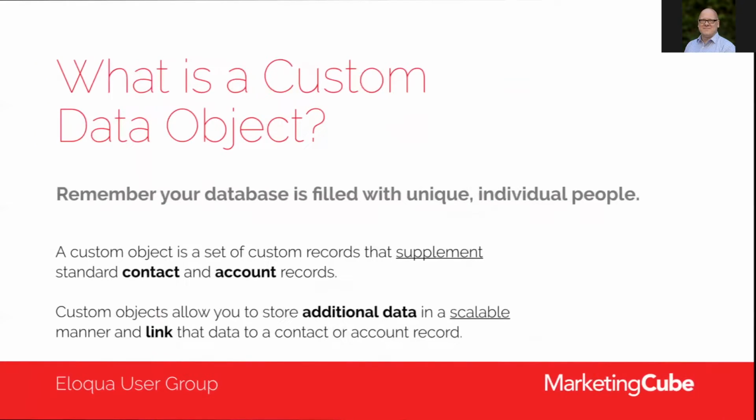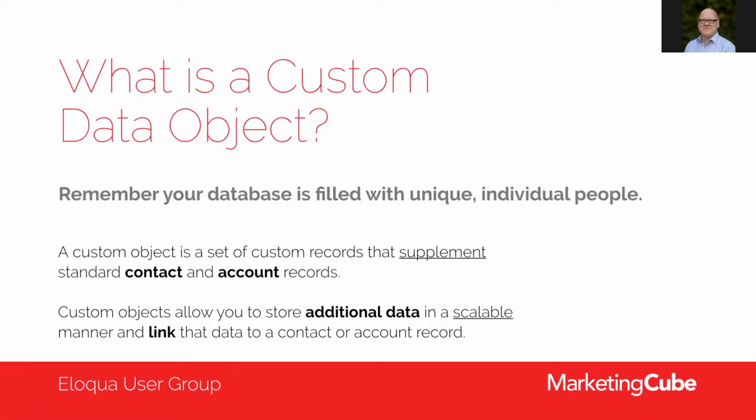So what is it essentially? The key thing is that you've got a database filled with a lot of individual people and unique individuals with a whole range of different experiences. So basically, the custom data object is a set of custom records that supplement the standard contact and account records. Typically, your contact and account records will come in from a CRM platform through some type of integration, and the information you would store on the custom data object is to supplement that main data.